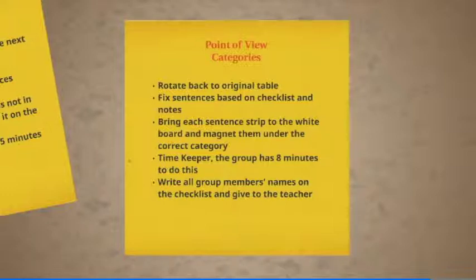The timekeeper, your group has 8 minutes to do this, to fix all the sentences, look at your checklist and see if there are any revisions you need to make based off of that as a group, and then sort all your sentences into the appropriate category on the whiteboard. Write all group members' names on the top of the checklist also, and make sure that you give it to me when the 8 minutes is concluding. Any questions? Fabulous. Your 8 minutes starts now.